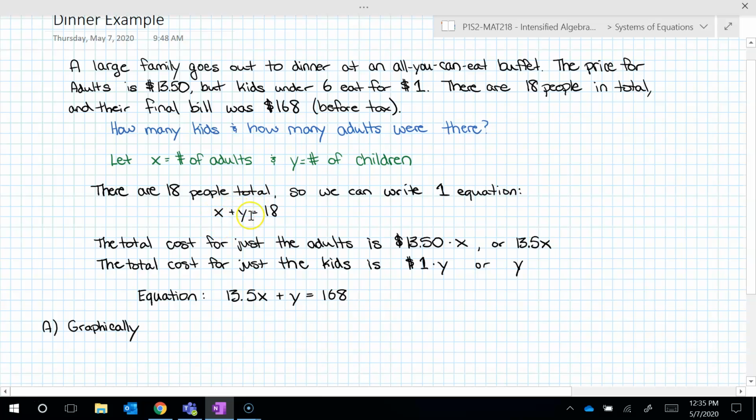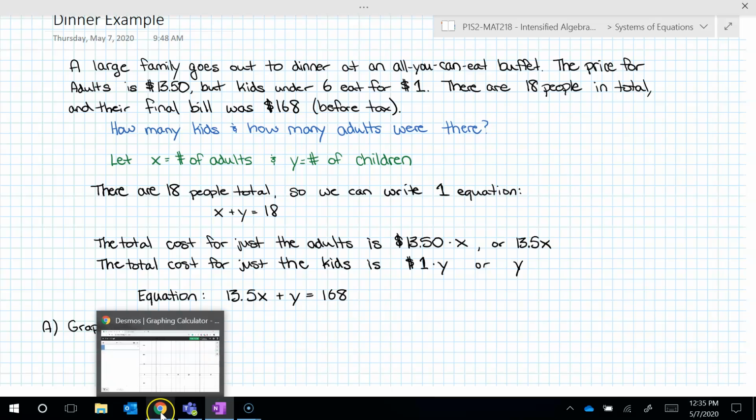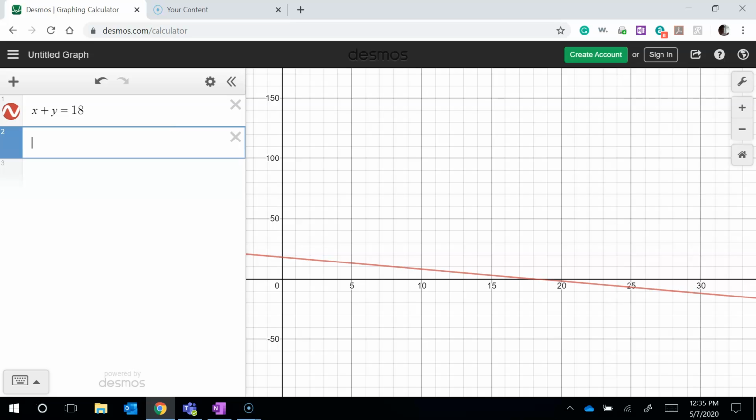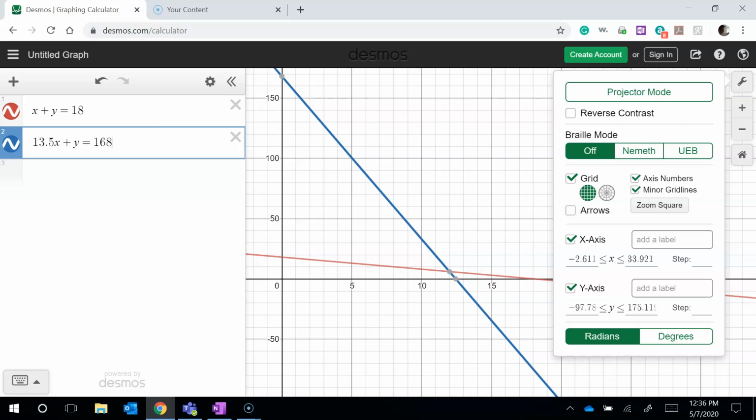These are both in standard form. So if you wanted to graph this without the help of Desmos, you could find the y-intercepts and the x-intercepts, or I can just go to Desmos here, and we can just plug in those two equations. I have x plus y equals 18 as one equation, and the other equation is 13.5 times x plus 1y equals 168. My window here is a little skewed. Let's go back to the standard, normal window.